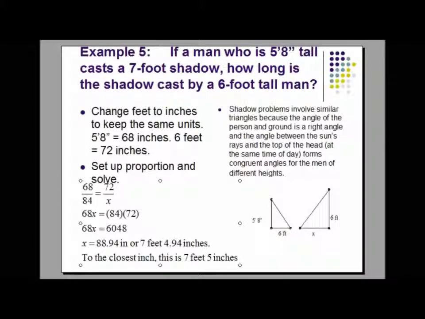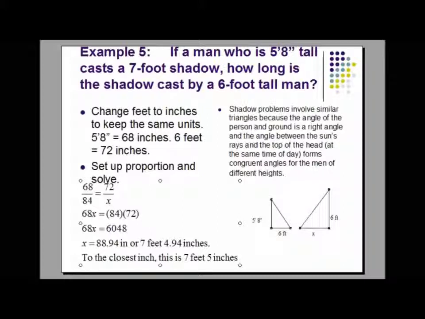Example 5. If a man who is 5 feet 8 inches tall cast a 7-foot shadow, how long is the shadow cast by a 6-foot tall man? The first thing we need to realize is that shadow problems involve similar triangles because two corresponding angle pairs are the same. The person and the ground form a right angle in both cases, and the angle between the person's head and the rays of the sun as they hit that head are the same, assuming that it's at the same time of day. Therefore, the triangles are similar without being congruent.